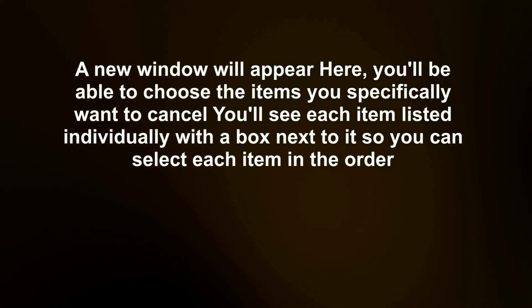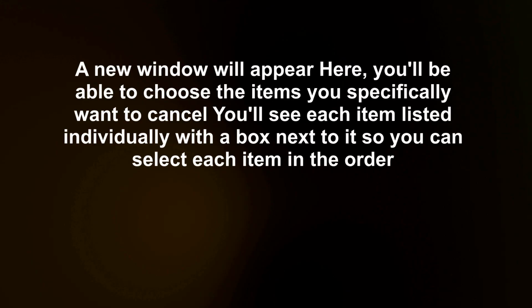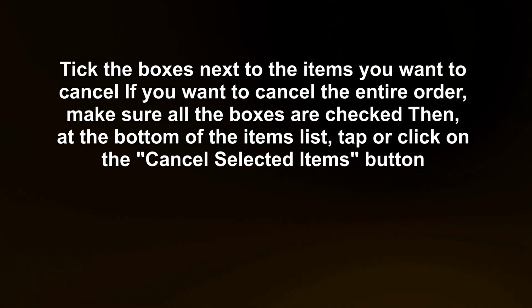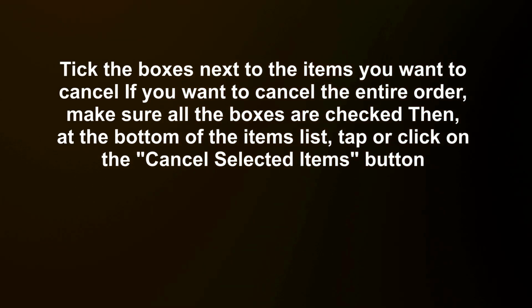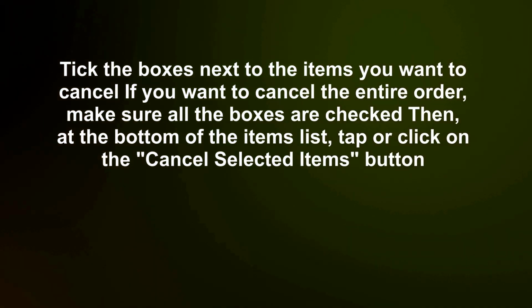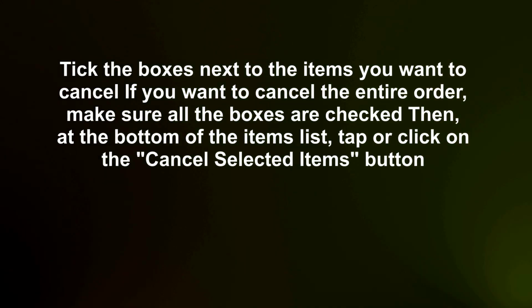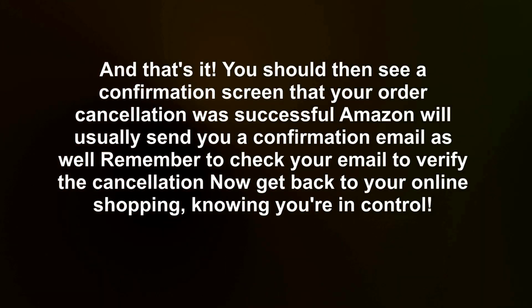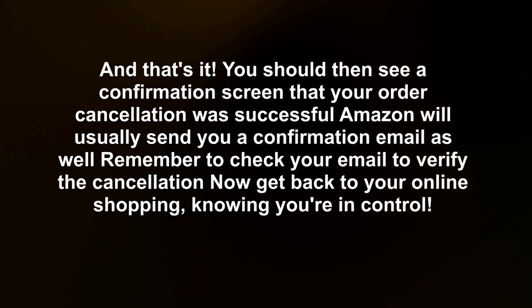You'll see each item listed individually with a box next to it, so you can select each item in the order. Tick the boxes next to the items you want to cancel. If you want to cancel the entire order, make sure all the boxes are checked. Then, at the bottom of the items list, tap or click on the Cancel Selected Items button. And that's it. You should then see a confirmation screen that your order cancellation was successful.